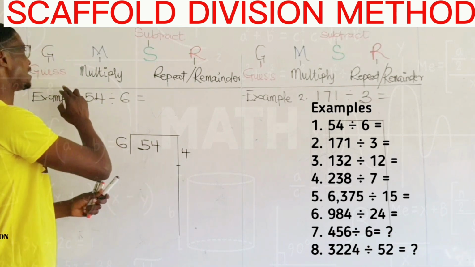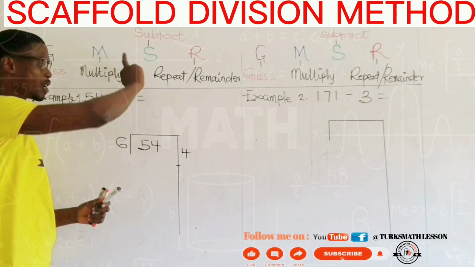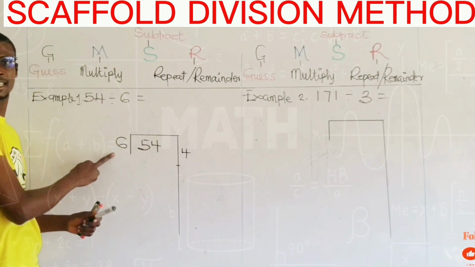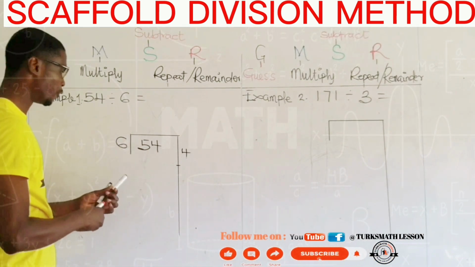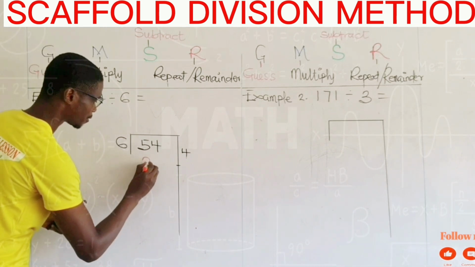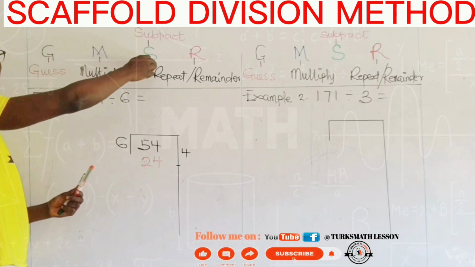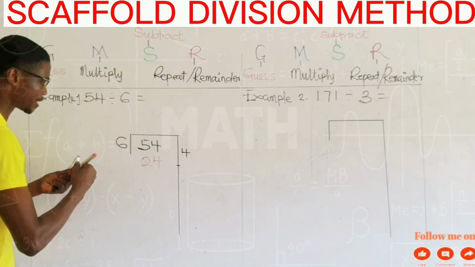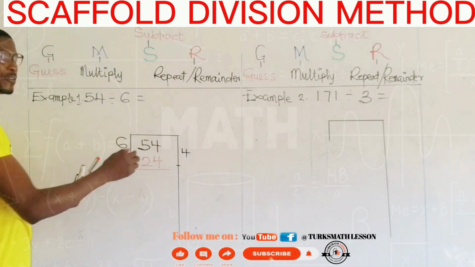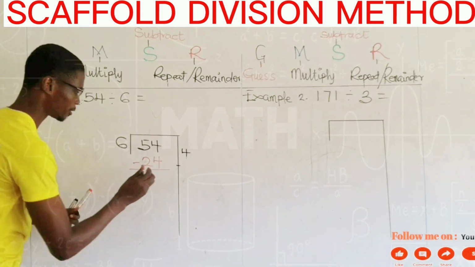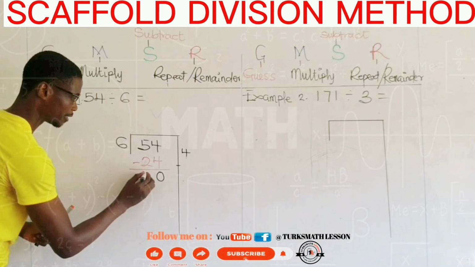Now, what is the next step? The second one is what? Multiply. So I'm going to multiply this by what? This, isn't it? Yes. So 4 times 6 will give us what? 24. So we have your 24. Now, what's the third step? Subtract. You are going to subtract. 4 minus 4? 0. 5 minus 2? 3.